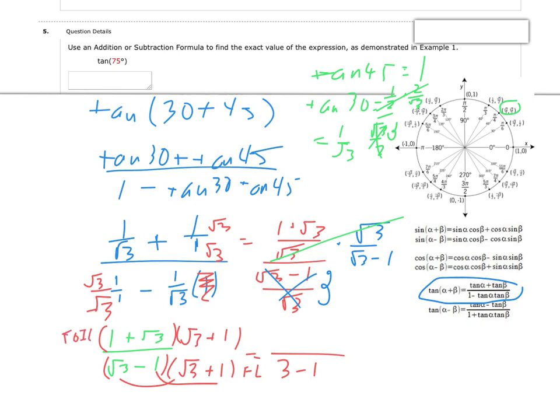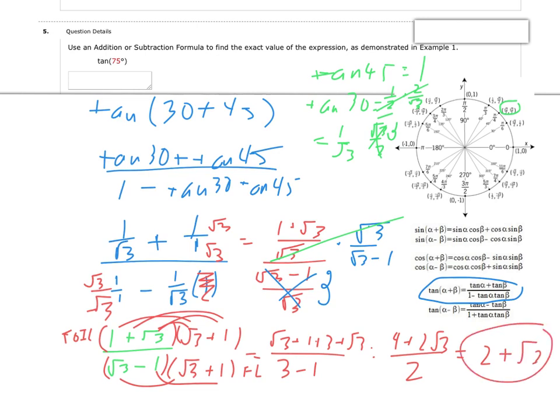And so I'm going to say that first times first is rad 3. Outer times outer is 1. Inner times inner is 3. And then last times last is rad 3. So that's going to simplify into 4 plus 2 rad 3 over 2. And if I divide everything by 2, it's going to just become 2 plus rad 3.